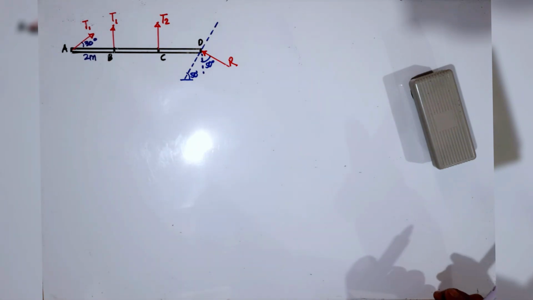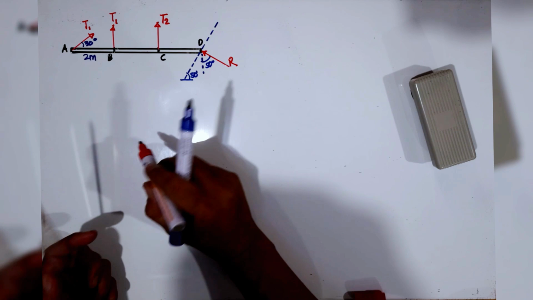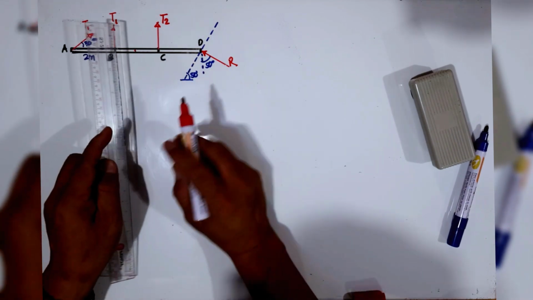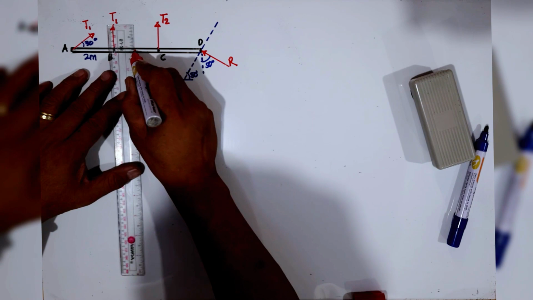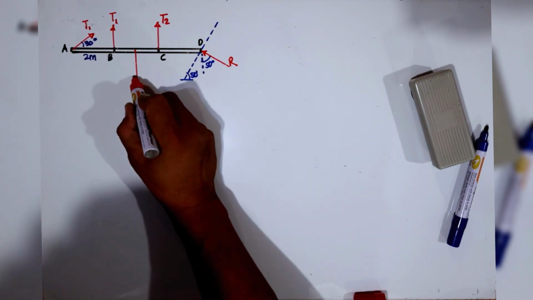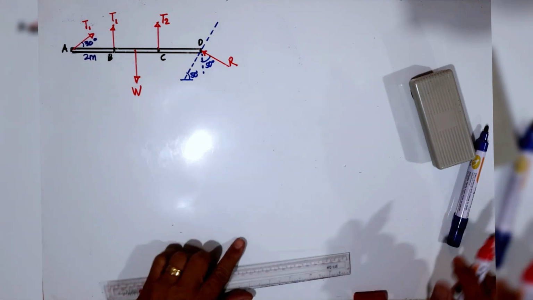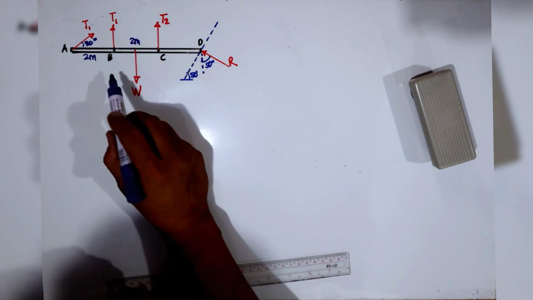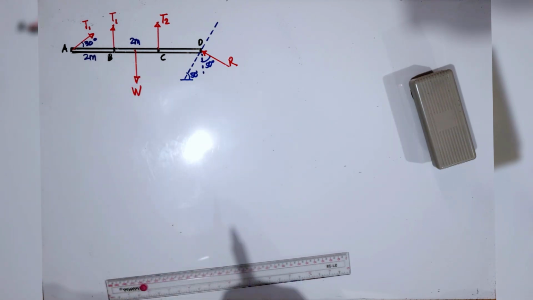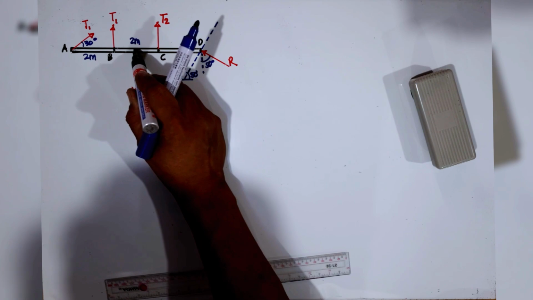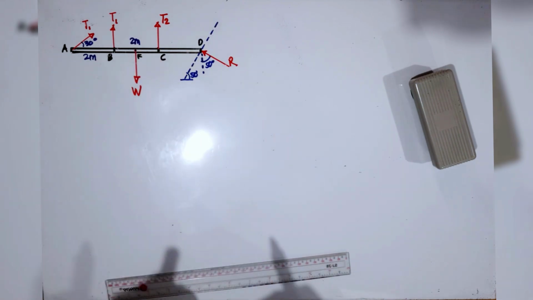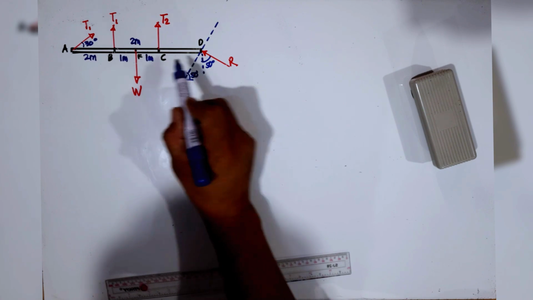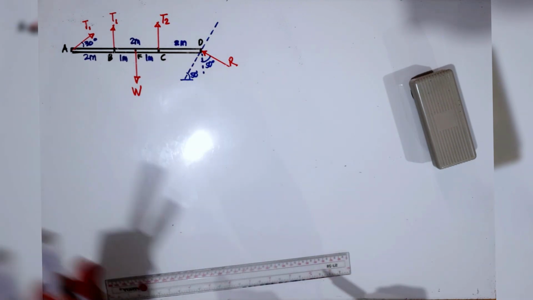By the way, there's still one more force missing here. That will be the weight of the bar. And that will be acting at the middle of the bar. Let's call that force W. So B to C is 2 meters. That means B to this point, let's just call this point F. Okay. So if that's at the middle, meaning this distance here is 1 meter, this is also 1 meter, and this is given to be 2 meters.